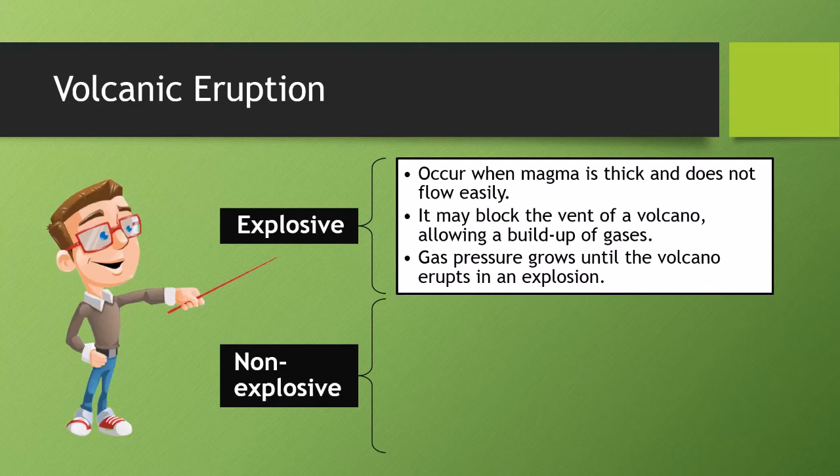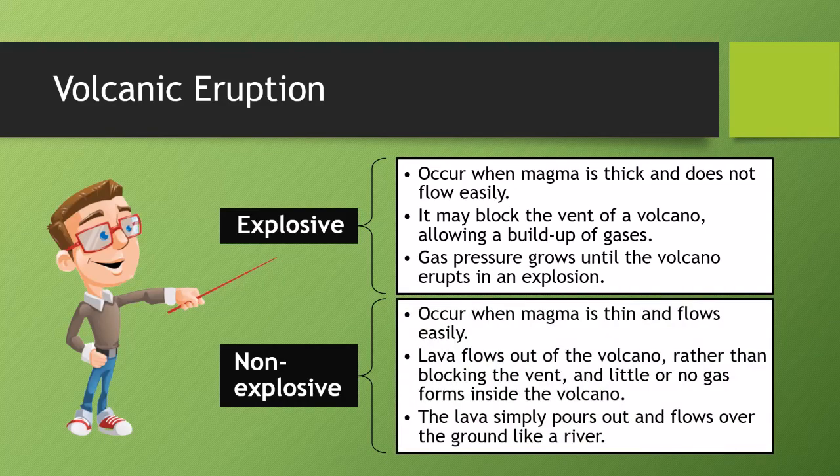On the other hand, when we speak of a non-explosive eruption, it occurs when magma is thin and flows easily. Lava flows out of the volcano rather than blocking the vent, and little or no gas forms inside the volcano. The lava simply pours out and flows over the ground like a river. That's why we can also say that a non-explosive eruption is a quiet eruption.